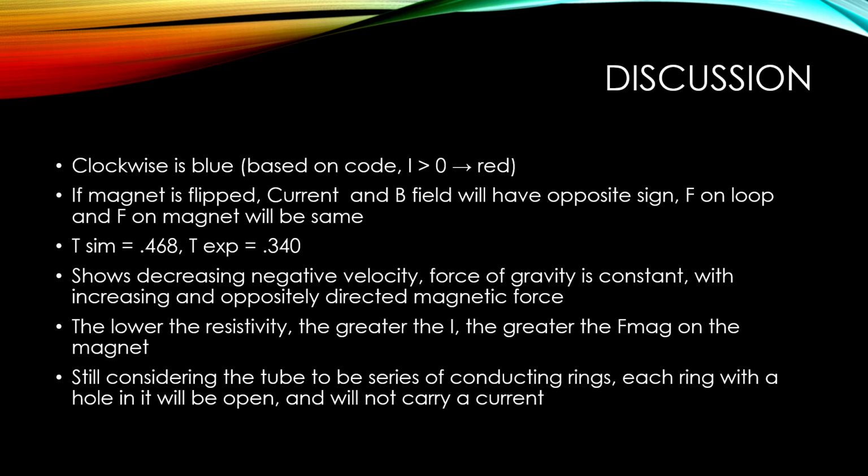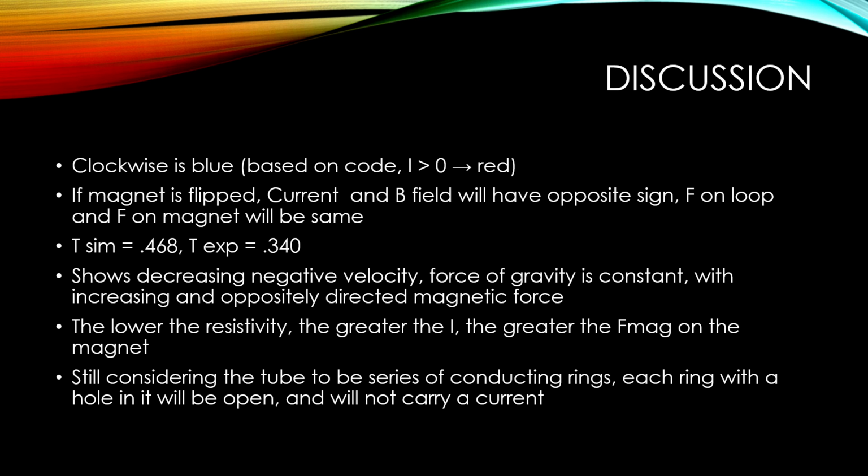Based on the code used for the simulation, the red color corresponds to the counterclockwise direction, and the blue represents clockwise. If the magnet is flipped in orientation, both the current and the magnetic field will have values opposite of the values given from the opposite orientation. Therefore, the two opposite directions will cancel and yield the same result for the net force. The time it took to fall through the tube in the simulation was 0.468 seconds, which is greater than the time it took experimentally to fall through the tube, which was 0.34 seconds.